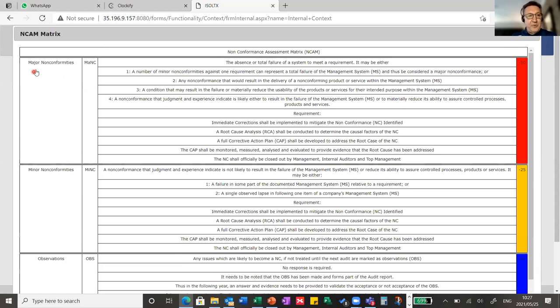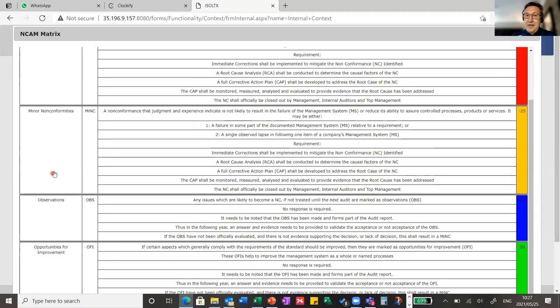Because a major non-conformance has to do with a total failure of the system. And as a total failure of a management system, whether you are in supply chain, in human resources, in ICT, it doesn't matter. It is the same methodology. And with this, we've allocated a minus 50% on your level of assurance. On your minor non-conformances, that could be a systemic challenge there in rolling out what you need to roll out.